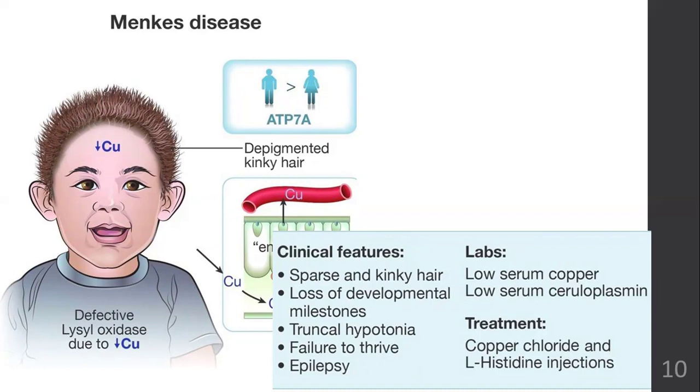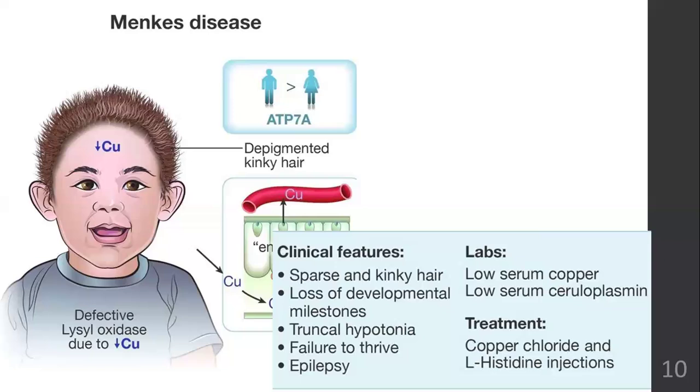Loss of developmental milestones, truncal hypotonia, muscle tone is not there. Failure to thrive, that is failure to develop according to age. Not able to reach their milestones. They are not able to develop properly. That is failure to thrive. Epilepsy, convulsions. And when you do the lab reports for them, low serum copper levels, low serum ceruloplasmin levels.